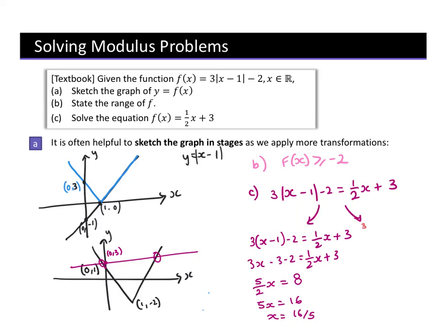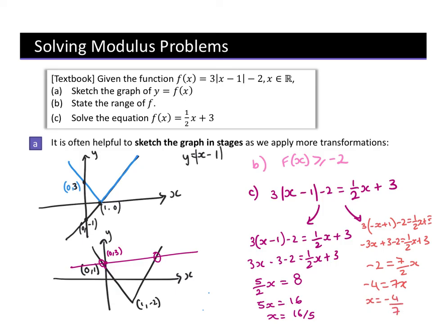I'm going to have 3 lots of minus x plus 1 minus 2 equals a half x plus 3. So I'm going to get minus 3x plus 3 minus 2 equals a half x plus 3. So I'm going to put all the numbers on the left-hand side. So I'm going to get minus 2 equals 7 over 2x. We're going to get minus 4 equals 7x, so x equals negative 4 over 7.